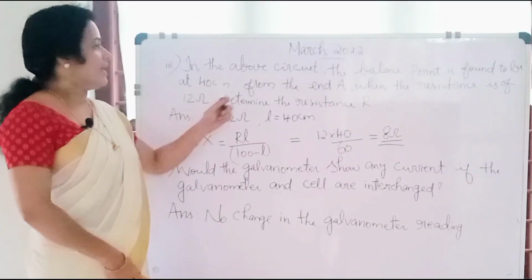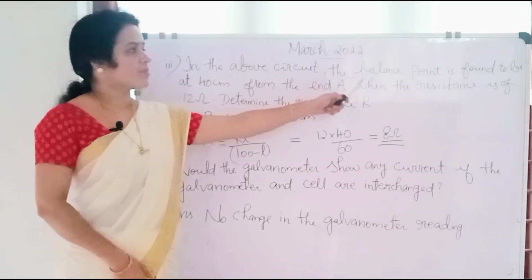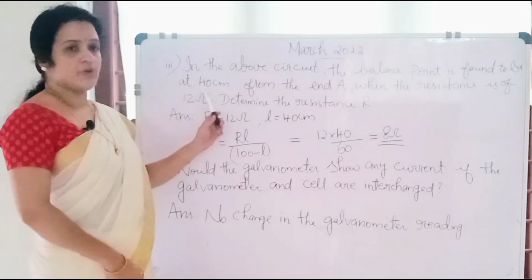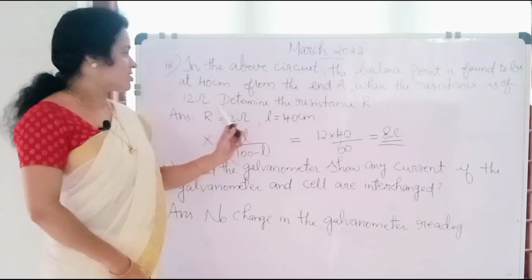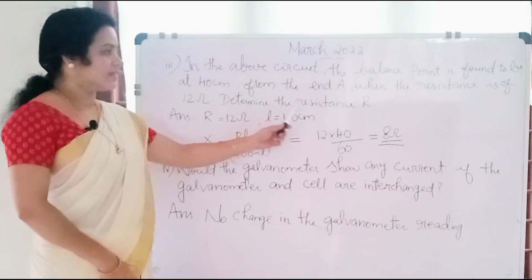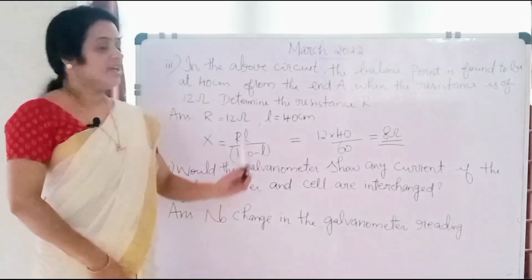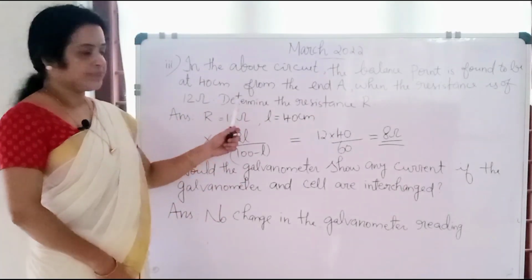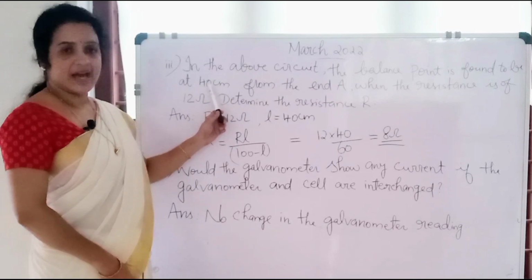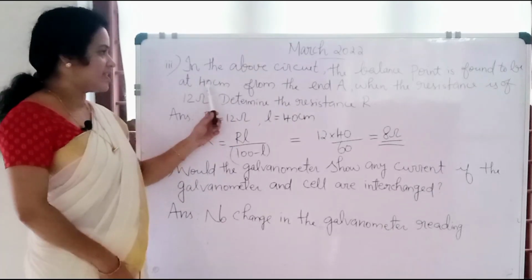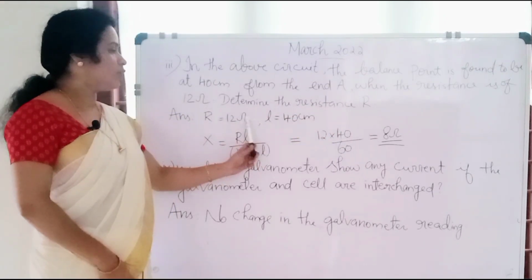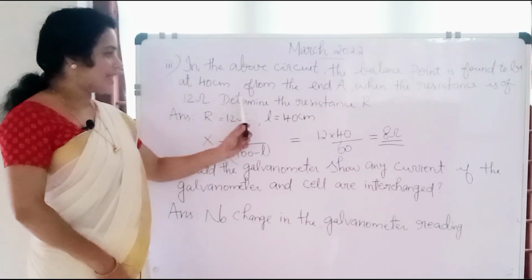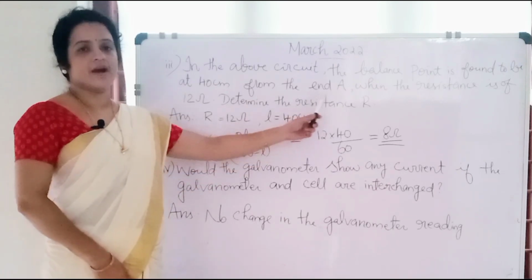The question is, in the above circuit, the balance point is found to be at 40 cm from end A when the resistance is 12 ohm. Determine the resistance R. Here, what are the quantities given? The balancing length L is given as 40 cm and the resistance is given as 12 ohm. So we have to calculate the unknown resistance R.